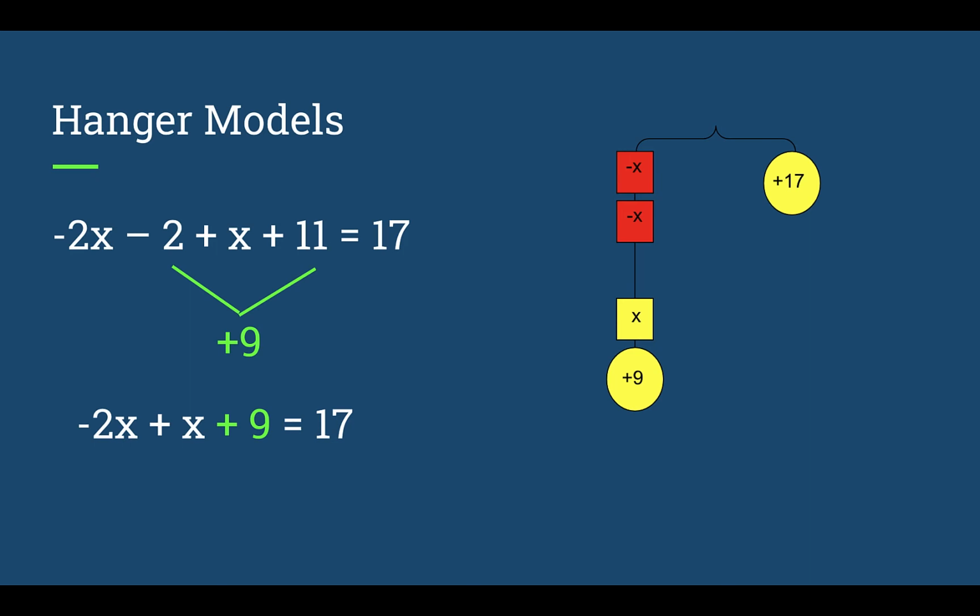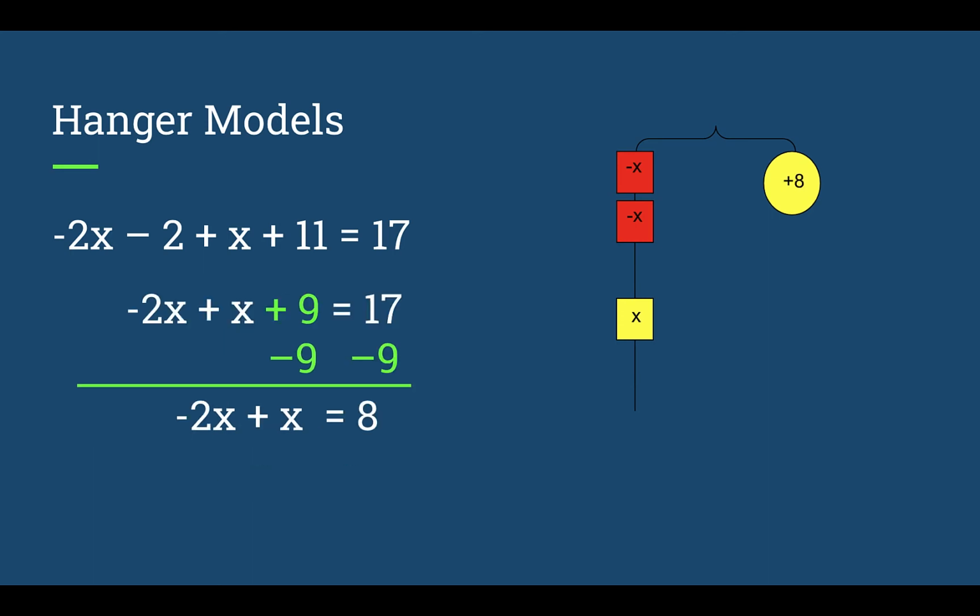Now we can do what we have been doing, and if we have 9 on the left side, we can take that away, and if we take away 9 from the left, we must take away 9 from the right, which will leave us with positive 8 on the right.